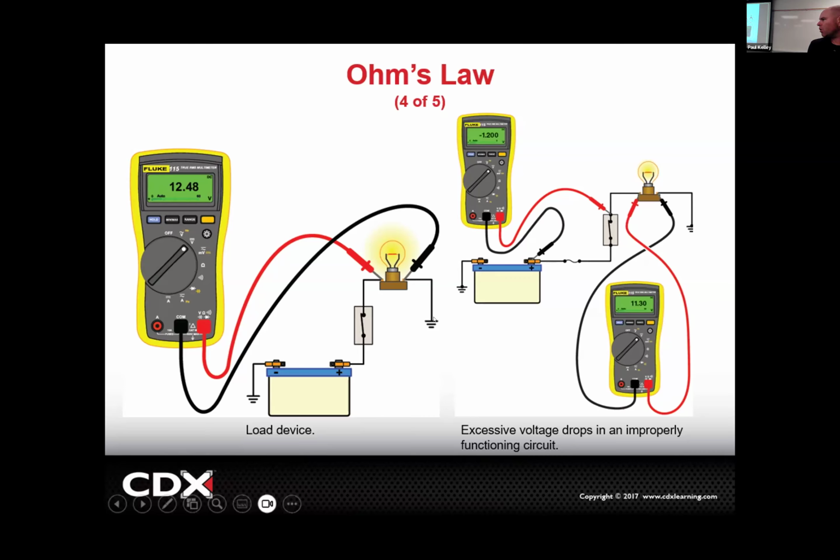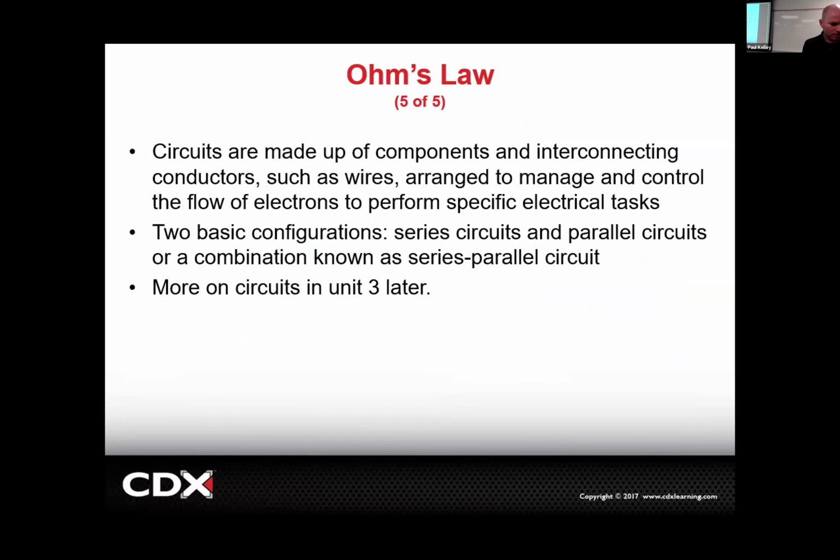So remember, ground always makes its way through the chassis all the way back to the negative terminal. So don't think that they just go die here. The electrons will go all the way back to the negative. I just want to remind you about that. Cool. So that's a good example of a simple circuit.